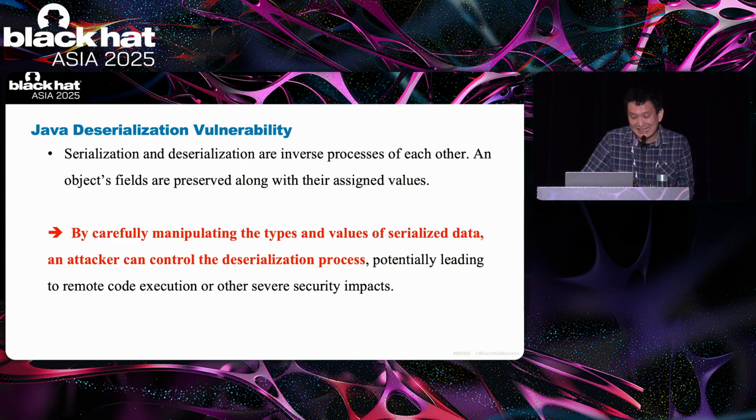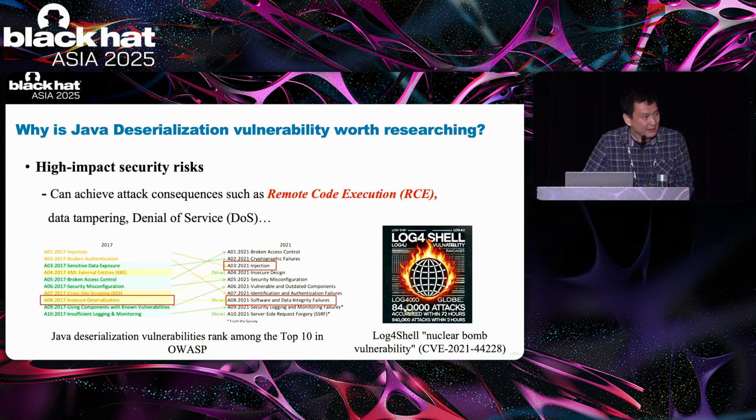Then that is what we call Java deserialization vulnerability. In a very short sentence, by carefully manipulating the types and the values of serialized data, an attacker can control the deserialization process and therefore lead to consequences like remote code execution or some other consequences. So basically, it's two steps. First, the attacker can control the deserialization process, and second, it can achieve some consequences like remote code execution. So you may ask, how popular is Java deserialization vulnerability?